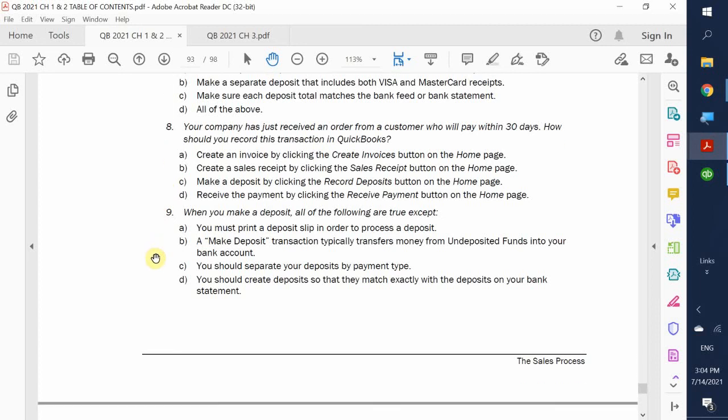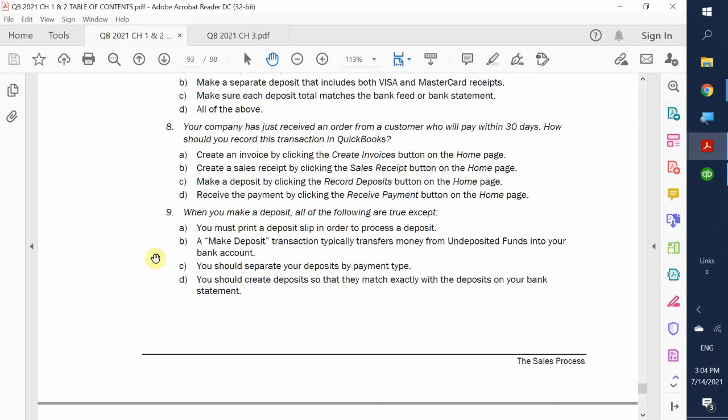Okay. Number 9, when you make a deposit, all of the following are true except: you must print a deposit slip in order to process a deposit. Not in QuickBooks. So D's not correct too, because you should create a deposit that matches your bank statement. I think it's B. So you cannot create a deposit slip on.